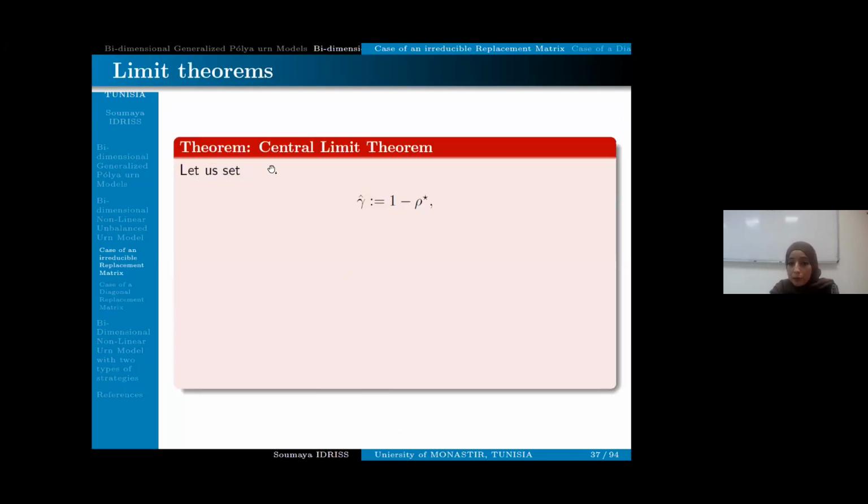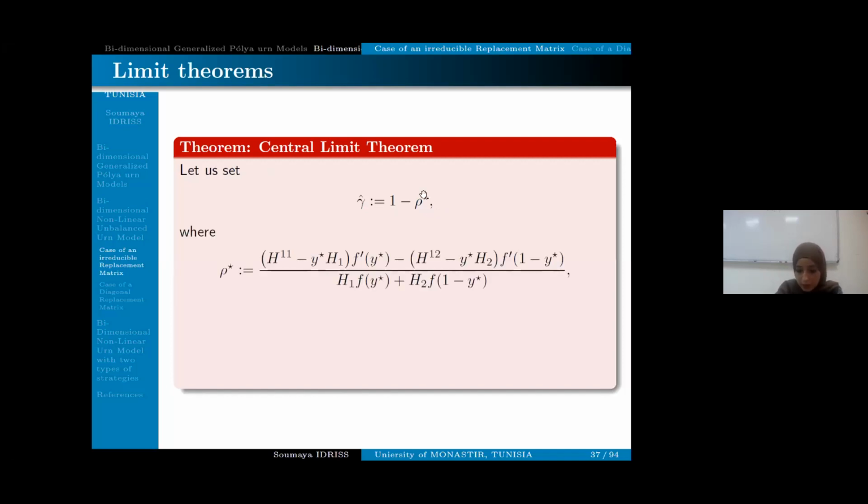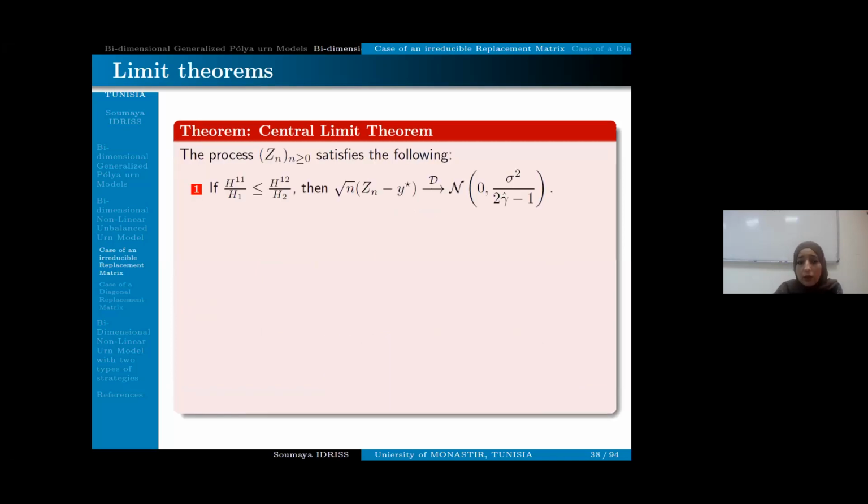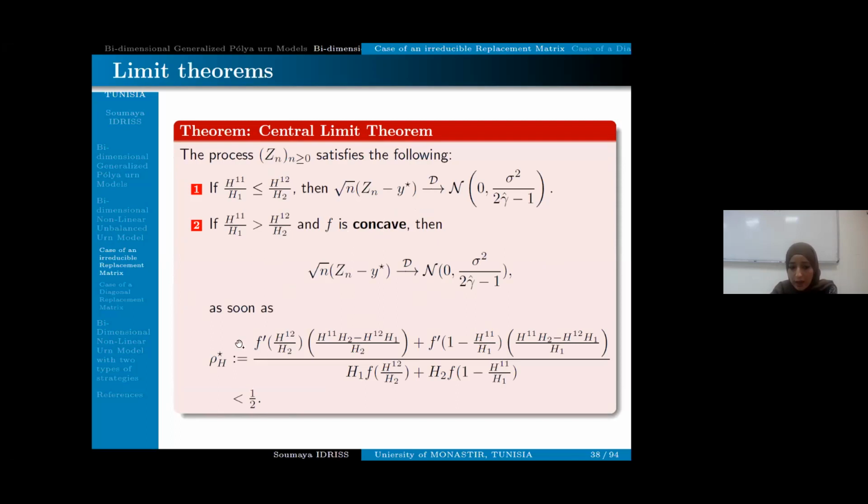We give now our version of the central limit theorem. For that, we set, first of all, gamma hat to be equal to 1 minus rho star, where rho star is given by this quantity, and let sigma squared be given by this positive quantity. Then, in the first case, we have this limit normal distribution. In the second case, and if moreover f is concave, we still have the same limit as soon as this quantity is less than 1/2.